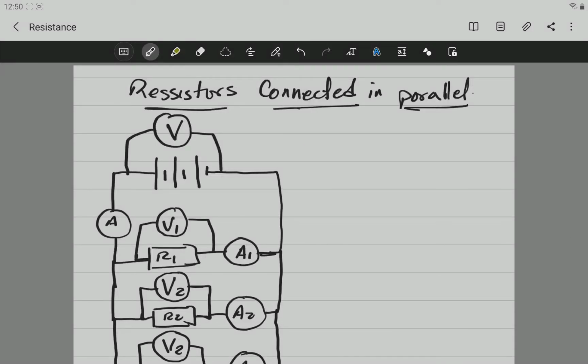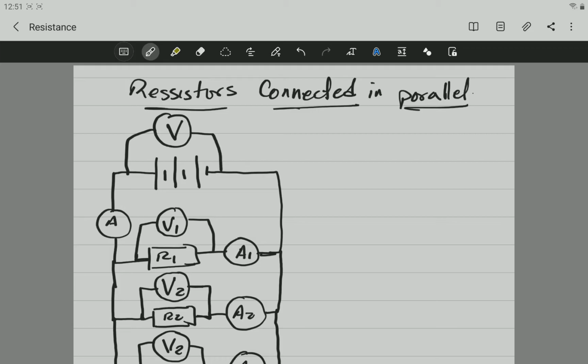Hello grade 10. Today we're going to be looking at resistors connected in parallel. How does current, how does the potential difference, and how does the resistance behave when resistors or other components are connected in parallel? Remember, this is applicable for any component. We're just going to be working with resistance.